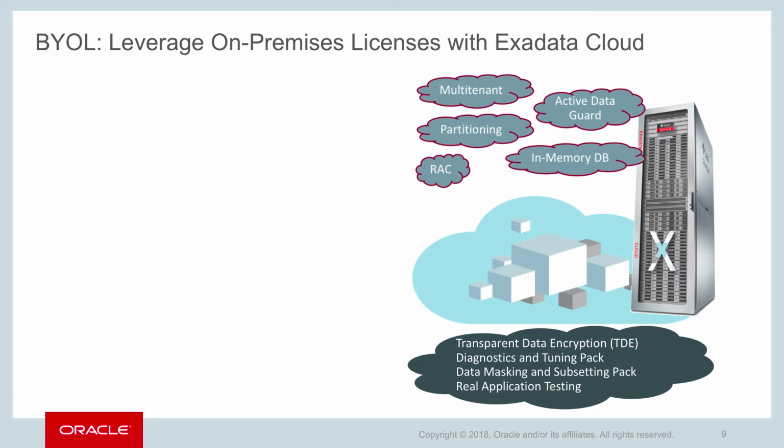Database bring your own license to PaaS customers also have access to transparent data encryption and hybrid columnar compression. This is a significant advantage for customers who use the bring your own license to Oracle PaaS model versus AWS Infrastructure as a Service or AWS RDS service.